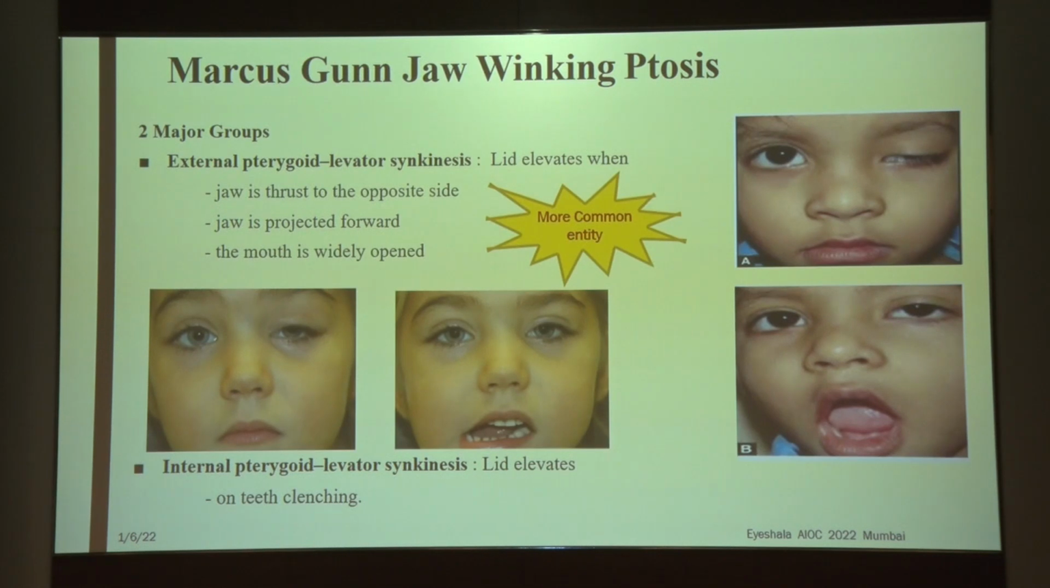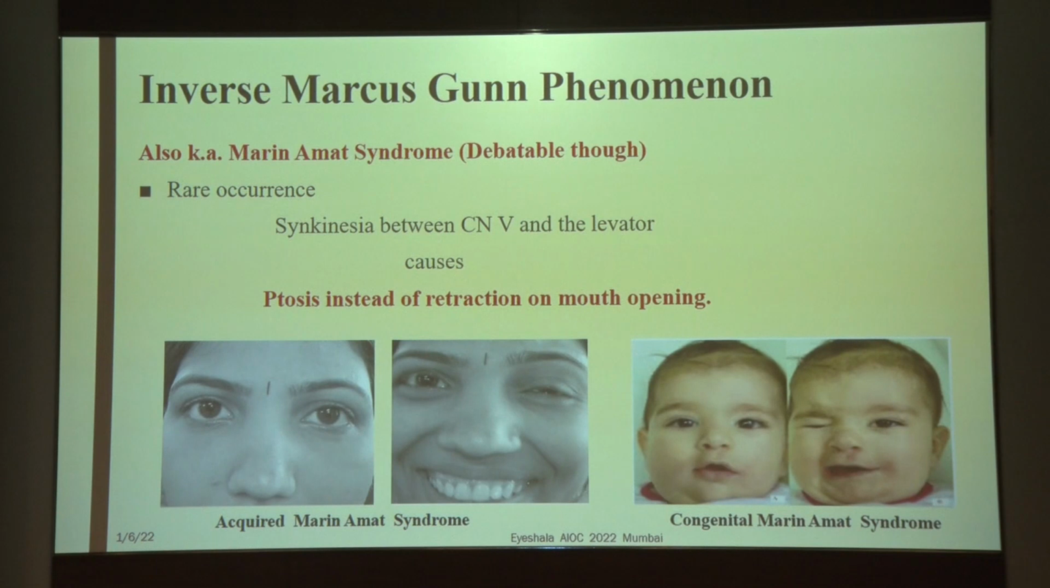So there are two major groups. The external pterygoid levator synkinesis is the more common entity. In this, when the jaw is thrust to the opposite side, the Marcus Gunn phenomenon occurs, or when the mouth is widely open, while in the internal pterygoid, the lid elevates on teeth clenching. Then inverse Marcus Gunn is there, where instead of a decrease, the ptosis is increased by this.